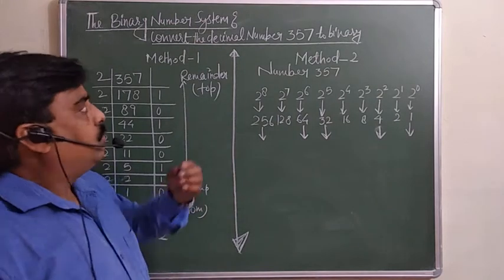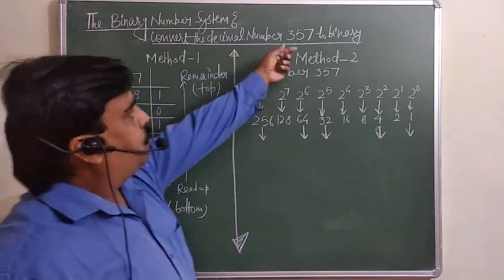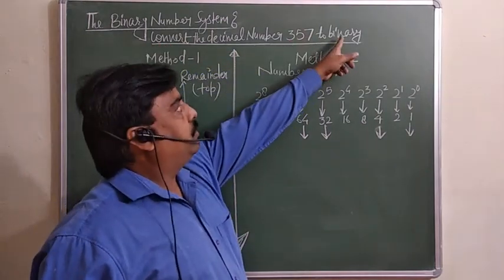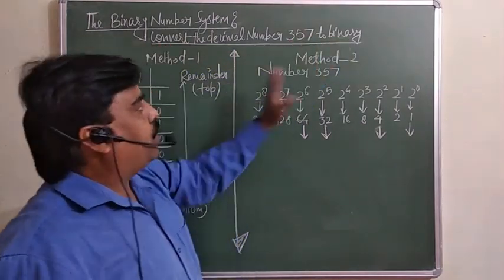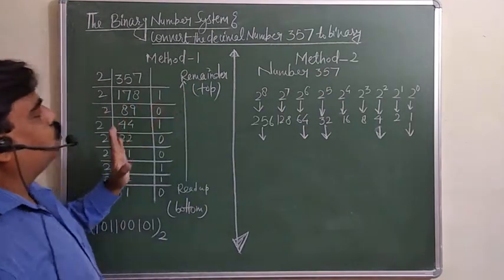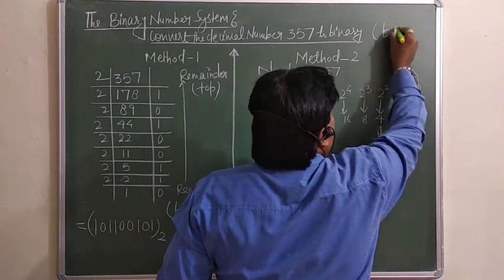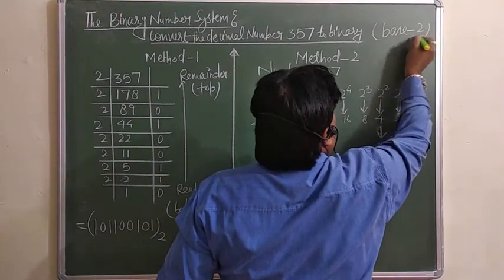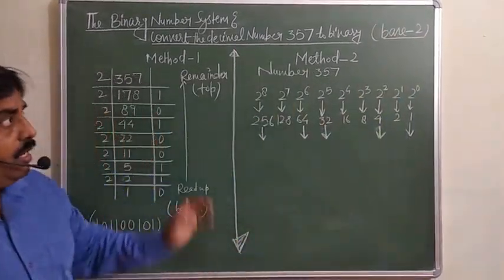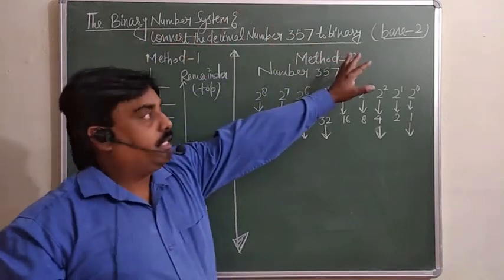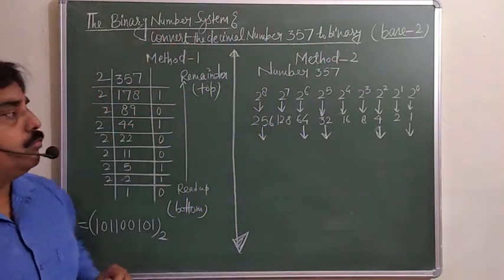Okay, now one more question we are taking. How can you convert 357 to binary? Two different methods we will discuss. The first one is as usual: because we want to change into binary, and the binary base is 2, you have to divide by 2. If you want to change into octal, we divide by 8; that we will also discuss.